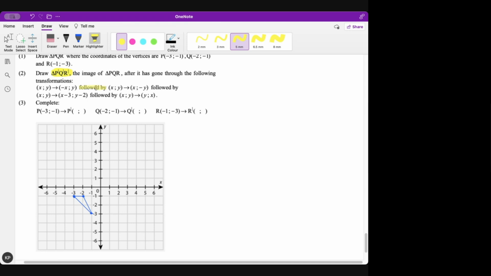reflect them, and then take the new ones and reflect them again, and then take the new ones and translate it. This is a translation. And then take the new ones and reflect it again. Do you guys see that this is 1 triangle? I am just performing a bunch of transformations on the same triangle. Do you guys see that? Can I get a thumbs up, thumbs down?